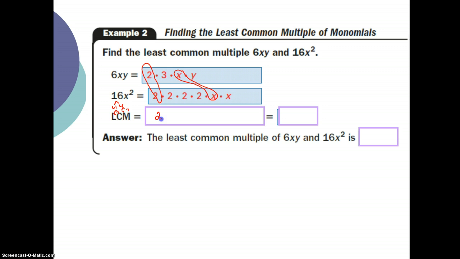So again, I'm using the 2 once. This 2 once, but then I have these other three 2's, so I'm going to bring those down. And then I have this 3. I have one x, and a second x, and a y.